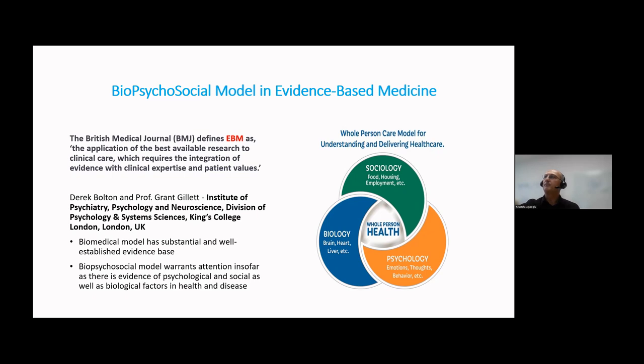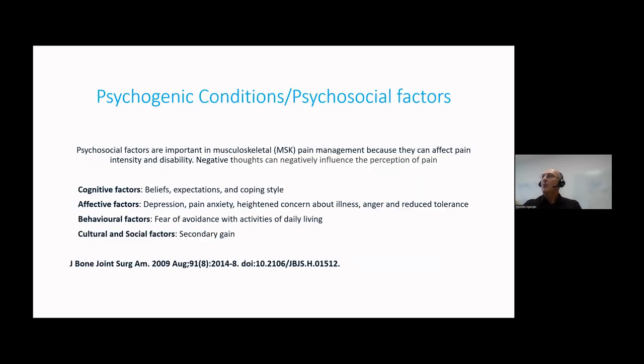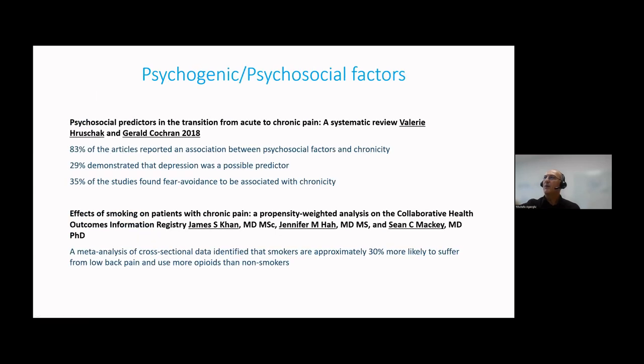So moving on from there, I wanted to see what the evidence was on psychogenic conditions and psychosocial factors in patients' perception of pain. Psychosocial factors are important in musculoskeletal pain management because they can affect pain intensity and disability. Negative thoughts can negatively influence the perception of pain, according to a study back in 2009. Moving forward, in 2018, a more recent publication, a systematic review, found that 83% of the articles reported within this review showed an association between psychosocial factors and acute pain becoming chronic.